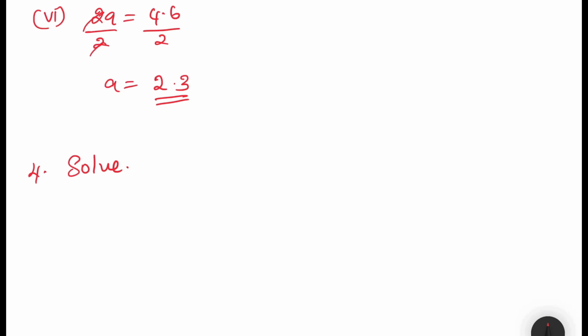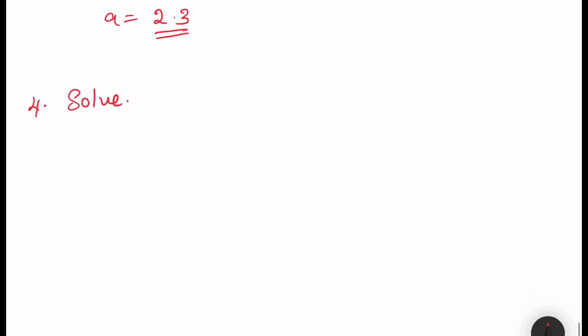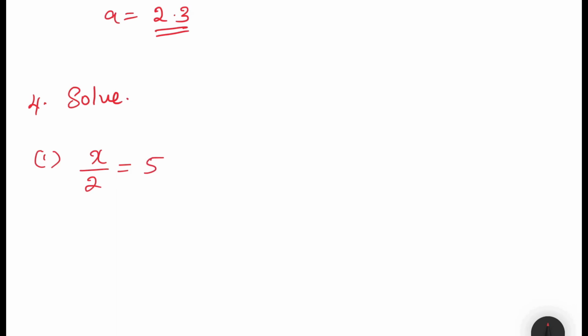All of it is solved, but we have different types of questions here. Only the first two mains are similar. Coming to the first sub question, x by 2 equal to 5. In this case, when you have a fraction form, you need to multiply that on both the sides.